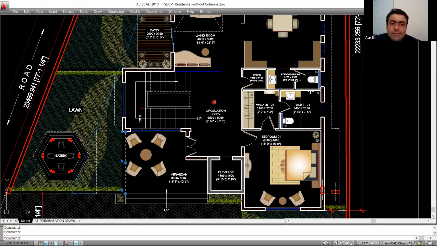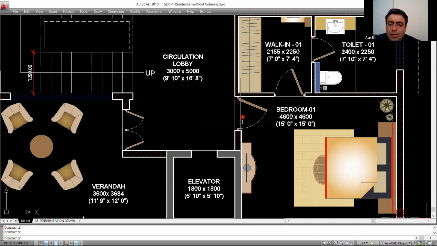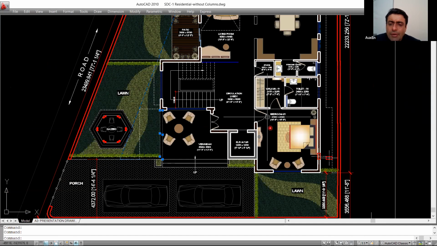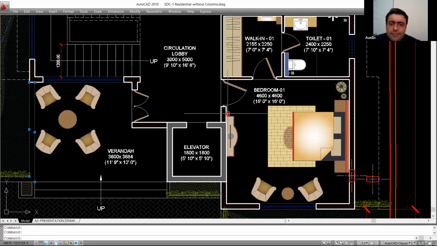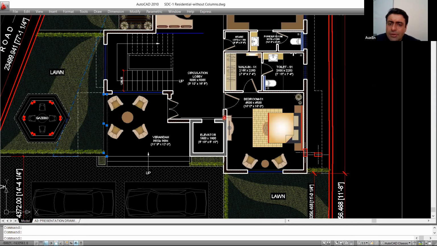Okay, now this is a door to go to the bedroom. Are you able to see this plan clearly? I hope you have the AutoCAD drawing with you also, isn't it? Yes. So you enter this bedroom. From this bedroom, there is this walk-in closet.